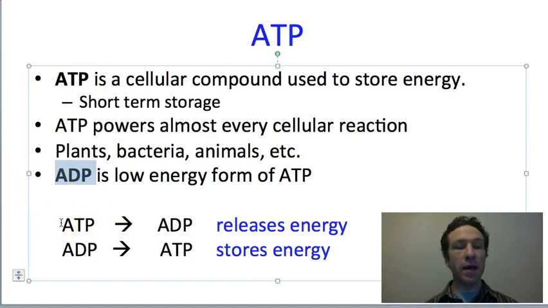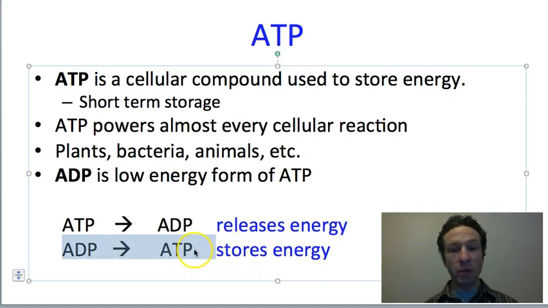This means that if we have a reaction where ATP becomes ADP, then since we are moving from a high energy to a low energy form, this must release energy. Conversely, if we have ADP and we make ATP, then because we're moving to a higher energy form, we will be storing energy when we do this, but we will also need an energy source to accomplish it.